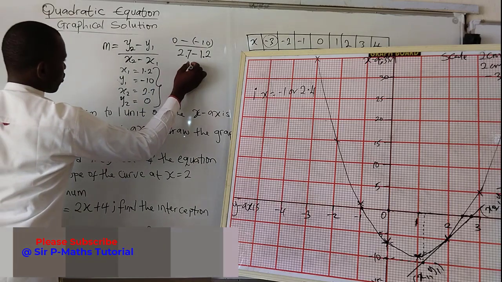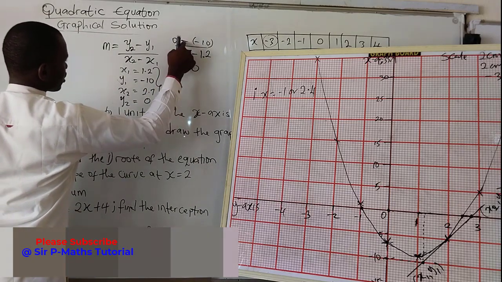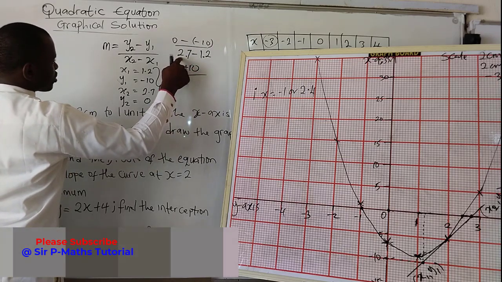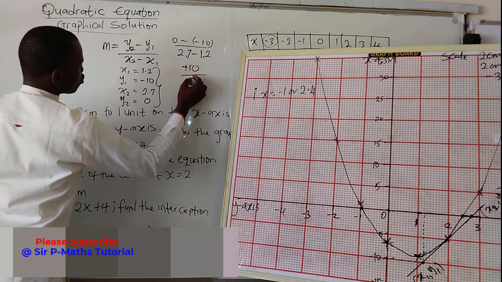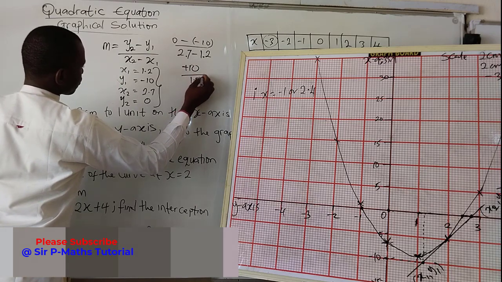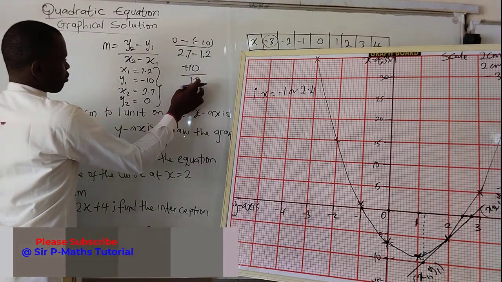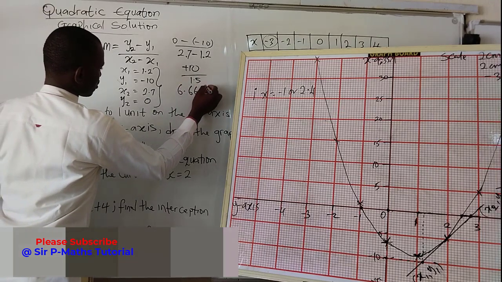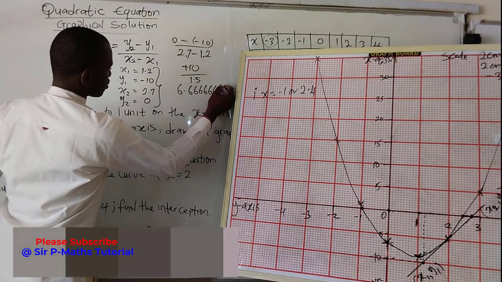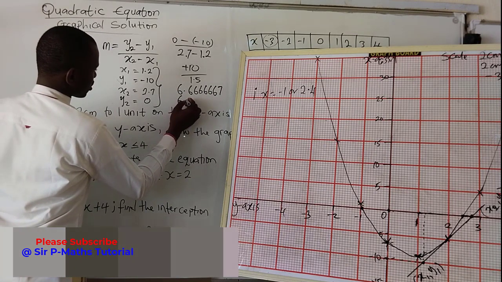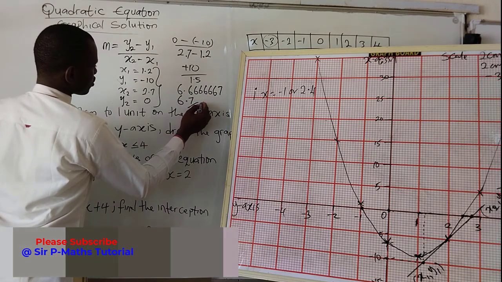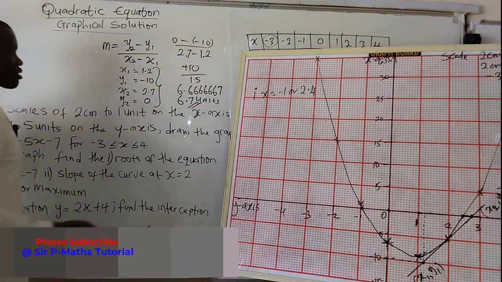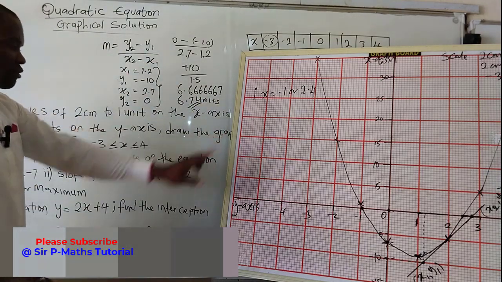Then we subtract, I will have positive 10. Minus times minus is positive. All over 2.7 minus 1.2 will give me 1.5. Then divide 10 by 1.5. We are going to be having 6.6666667, which I can approximate as 6.7. Right, 6.7 units. This becomes the slope of this graph.